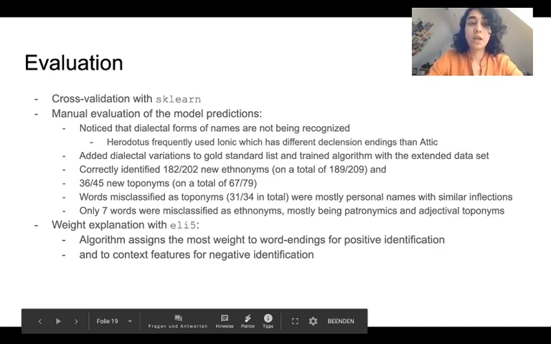We also use weight explanation to find out which features are most important for the model, and notice that the algorithm assigns the most weight to word endings for positive identification, and for negative identification uses context features. For example, the word ending part, again, is because of the inflection of ancient Greek, and an example for the context features would be the fact that ethnonyms rarely occur at the beginning of sentences because they are always preceded by an article.